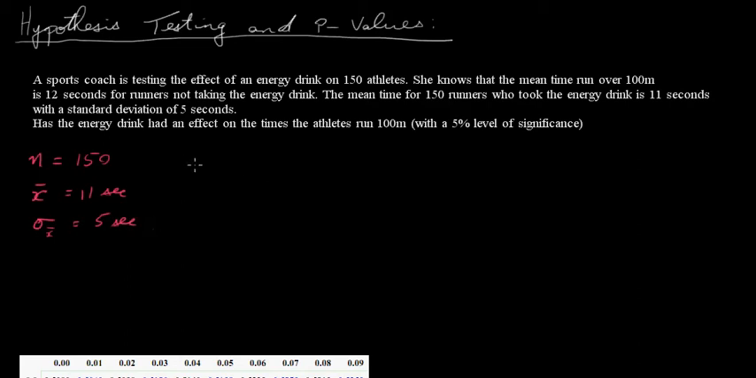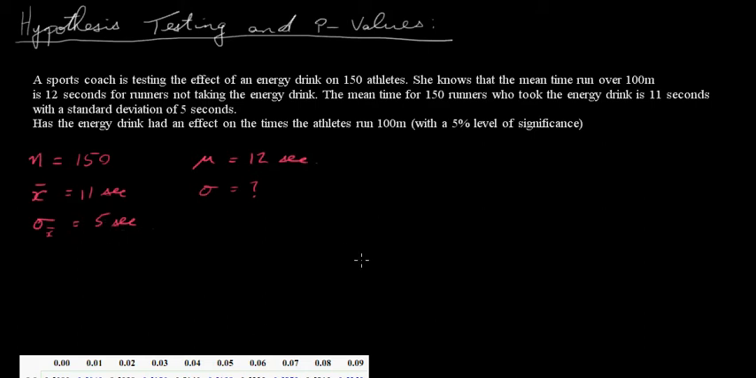Now we know that the population mean is 12 seconds. And we don't have a standard deviation for the entire population. However, we can use this one here. We can use 5 seconds here because it's such a large sample. It's well over 30. We have 150 athletes, and they have a standard deviation of 5 seconds. So we could use this one if we need to.